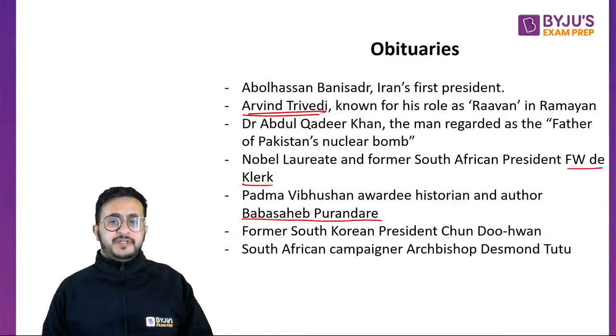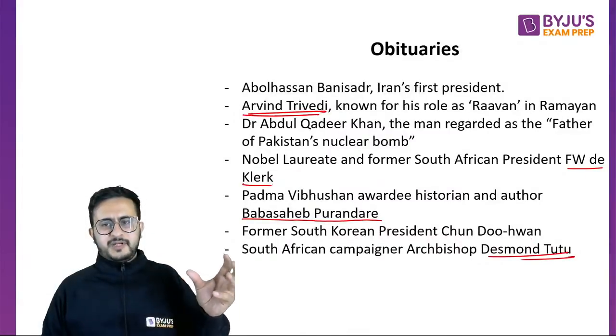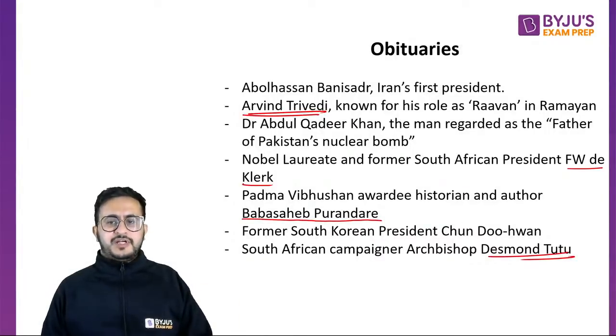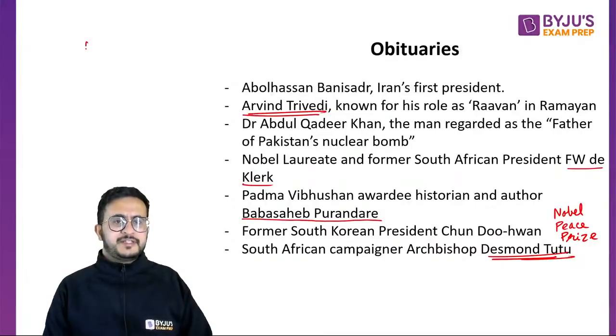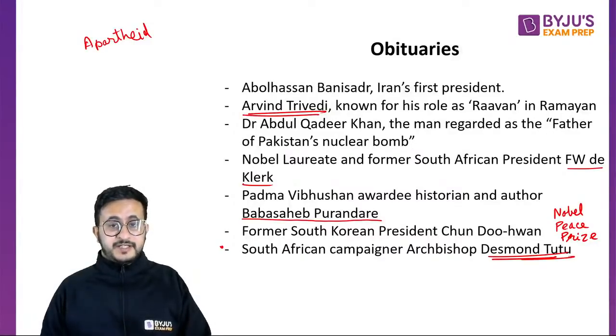South African campaigner Archbishop Desmond Tutu. Desmond Tutu was an archbishop, right? You have these different designations in your churches. He won the Nobel Peace Prize for his work against apartheid. I hope you know what apartheid is. Apartheid is racism. So he worked against apartheid like Nelson Mandela, and was also a famous South African. Desmond Tutu also passed away recently.